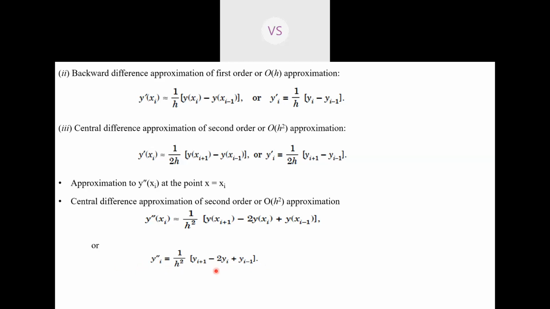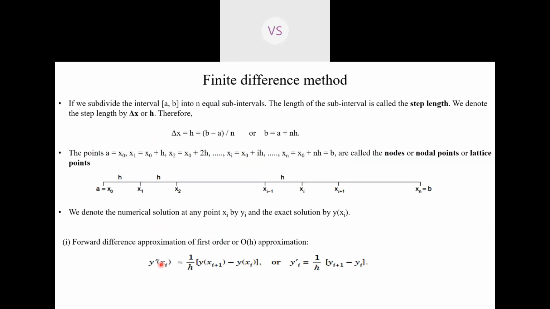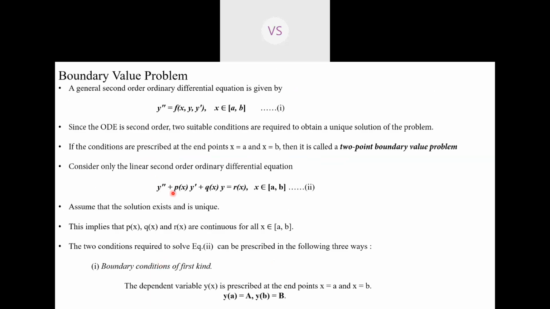Okay, y double dash i. In this way, why we are finding this is that we are going to substitute the value of y dash and y double dash at x1 in this equation. We have considered this equation, and here we are going to substitute the values of y dash.